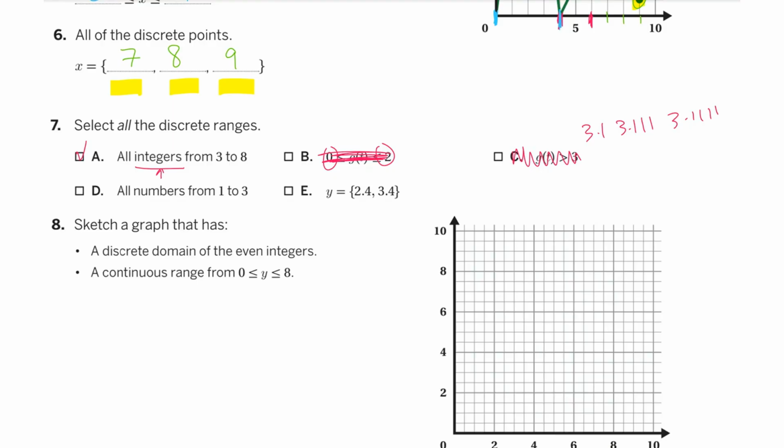For D, it says all numbers from 1 to 3. So since it says numbers and not integers, that is including any decimal or fractions, which means that that is continuous. And then E here says y is equal to 2.4 and 3.4. Those are two very distinct or discrete values. And so we would say that that is a discrete range. So our answers for number 7 are A and E.